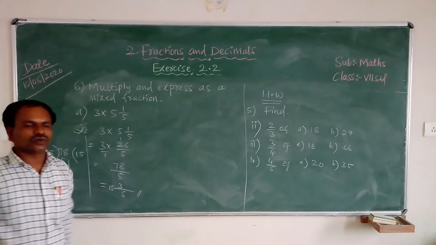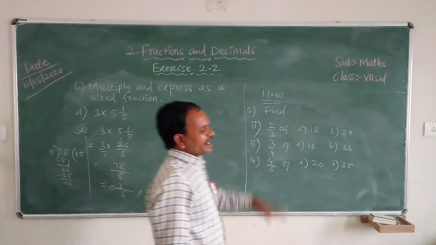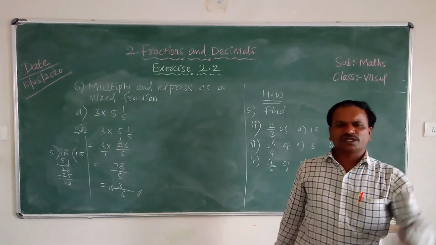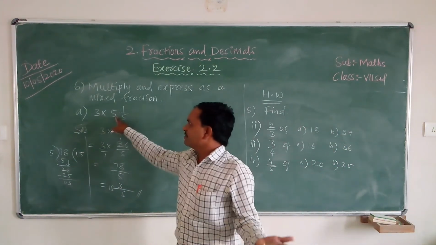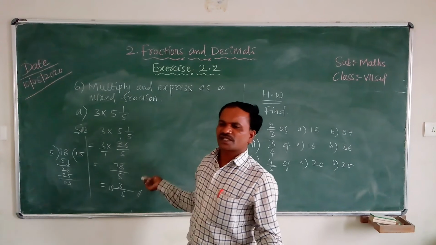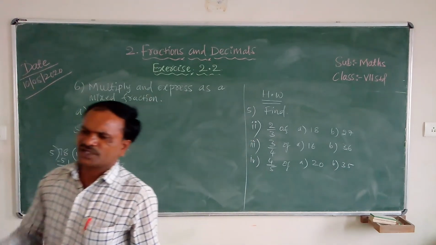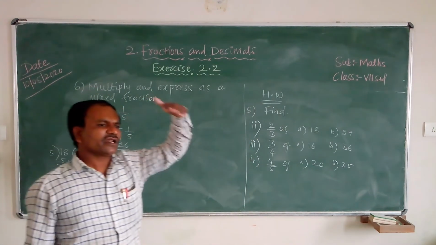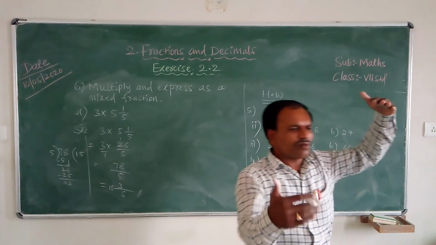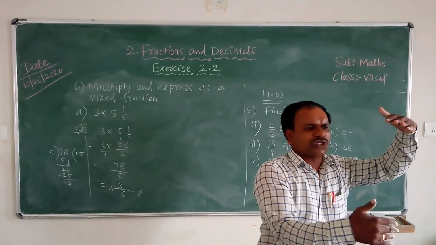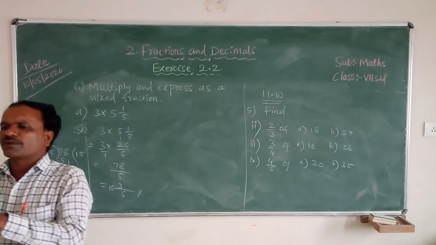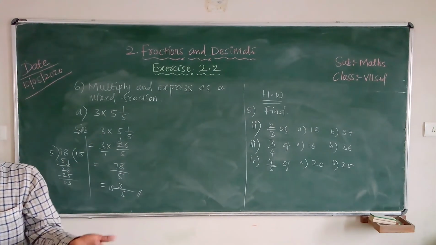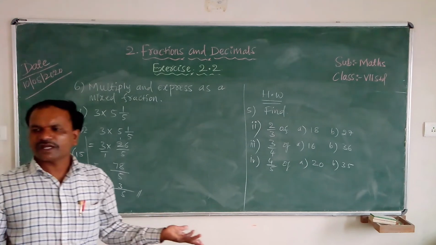So like this you have to multiply and express as a mixed fraction. A whole number into a mixed fraction: convert the mixed fraction into an improper fraction, then do numerator multiplication and denominator multiplication. After the answer comes, convert the improper fraction to a mixed fraction. Understood, my dear students?